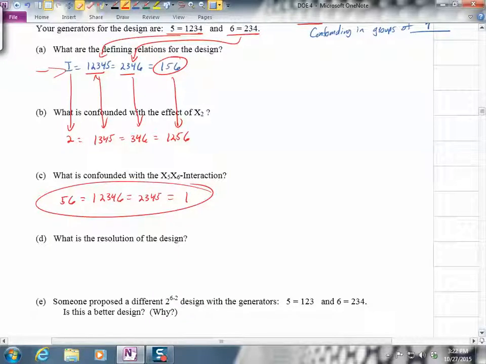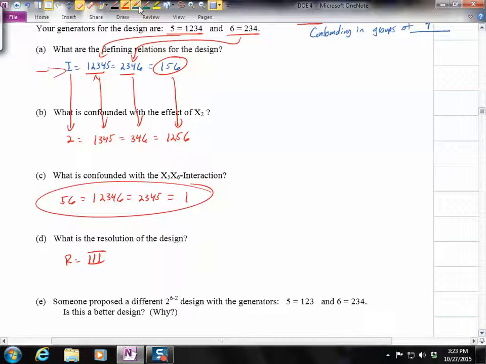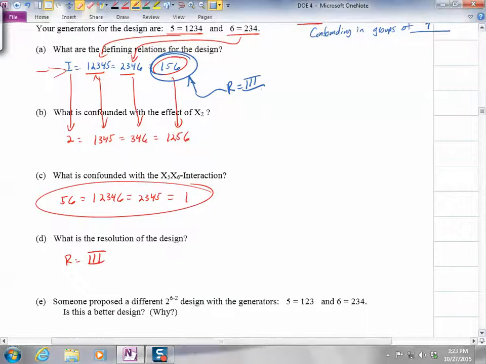What's the resolution of the design? Some people say, who votes 3? Who votes 4? 5 or 6? Resolution 3. And again, the shortest term in the defining relation is that one right there. That's what determines the resolution, in this case 3. So you'd see this as 2 to the 6 minus 2, and then a Roman numeral 3.